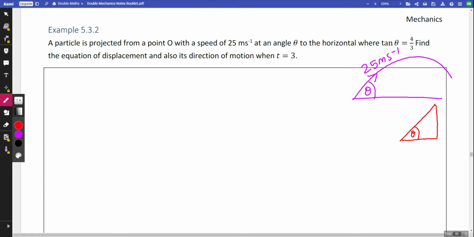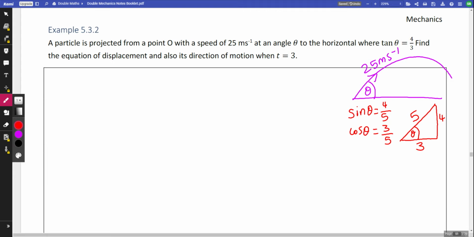So if tan theta equals 4/3, that means opposite over adjacent is 4/3. And then by Pythagoras, we can find the hypotenuse is 5. This gives us sine theta is 4/5 and cos theta is 3/5. We're going to need these in our calculation for later.